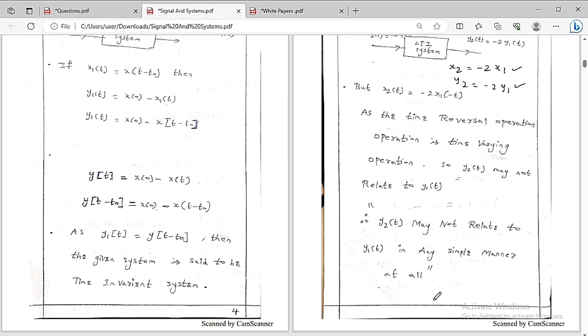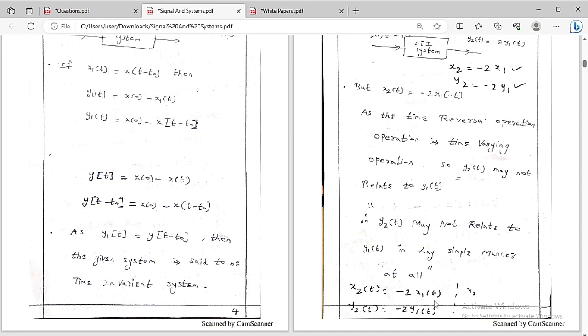So if there is a time reversal in the input, we don't know what the output is. There is no way of relating y2 of t and y1 of t in a simple manner. If the input x2 of t is equal to minus 2 into x1 of t, then only can I say y2 of t is equal to minus 2 into y1 of t. This I can say for an LTI system.